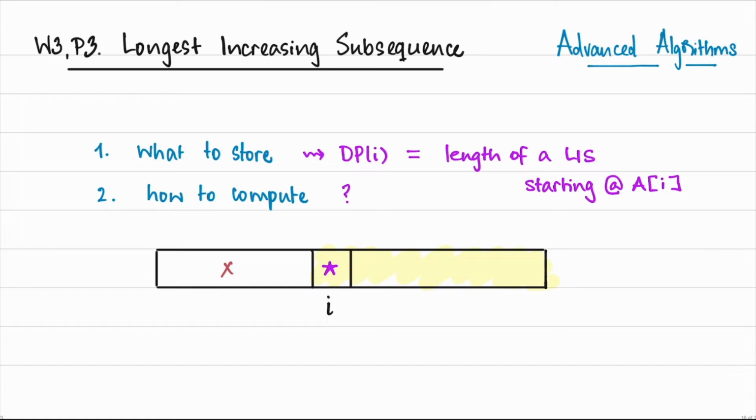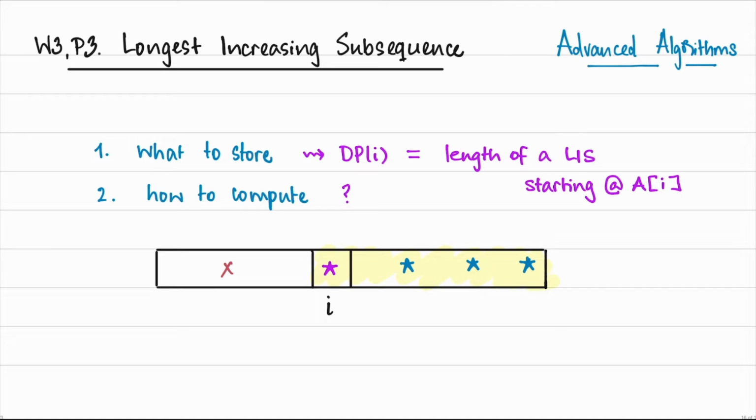But among the rest, it's not obvious which one should be the next element in our subsequence, right? We should be careful about not being greedy about this, right? So for instance, it's possible that at this point here, you have several choices for elements that happen to be bigger than A of I.